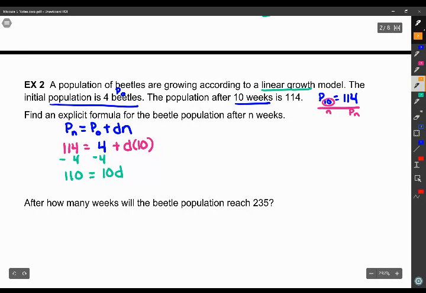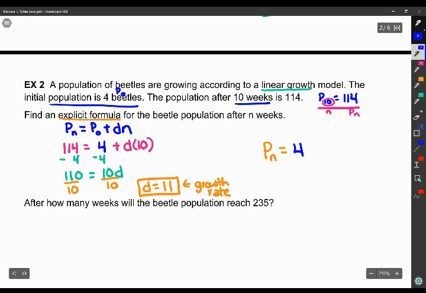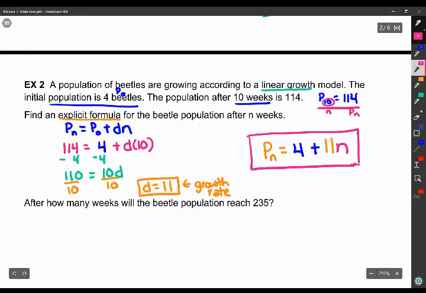When I divide by 10, then I get d is equal to 11. So that's my growth rate, or my rate of change, however you want to say it. So when I go to write an explicit formula, which is what they're asking for, it's going to be P sub n is equal to my starting amount, and my starting amount again was this 4. And it's going to be plus my growth rate, which now we know is 11, and then times my n value, which is just going to be n. And so this would be my explicit formula.